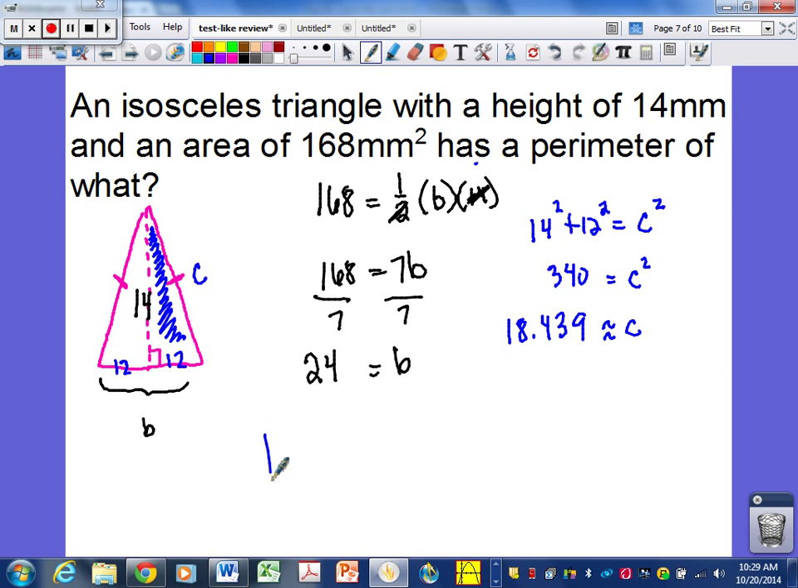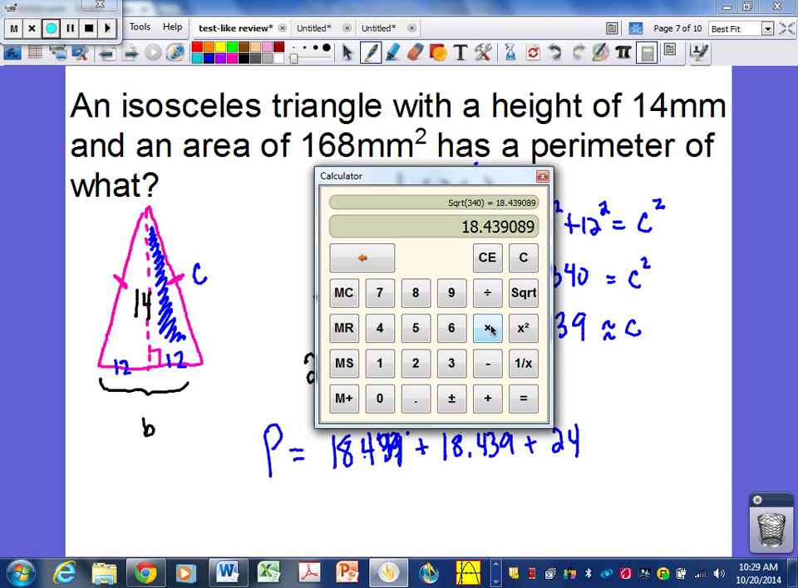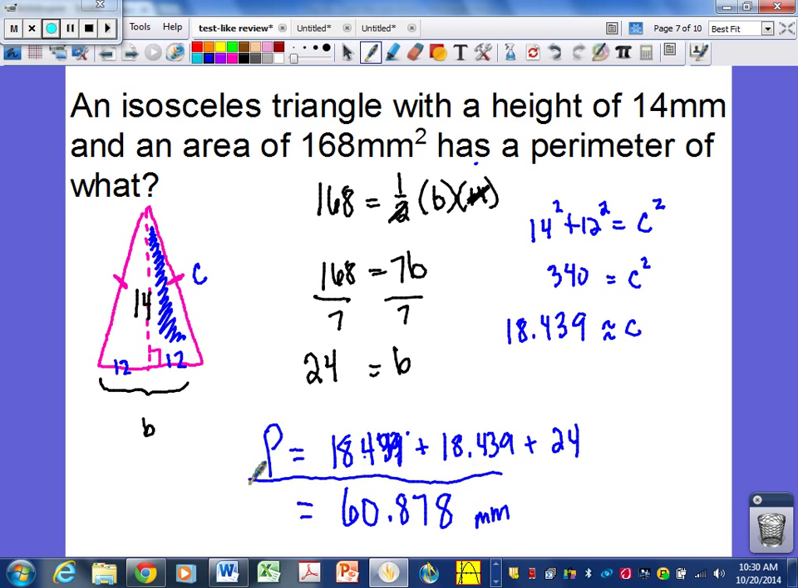Okay, so perimeter is the sum of all the sides. 18.439 plus 18.439 plus 24. Go back to our calculator. Times 2 plus 24. We have a perimeter of 60.878 millimeters. Okay, so remember the difference between an isosceles triangle and an isosceles right triangle. So with isosceles triangles, we just have this much.